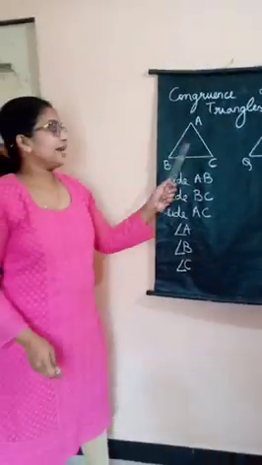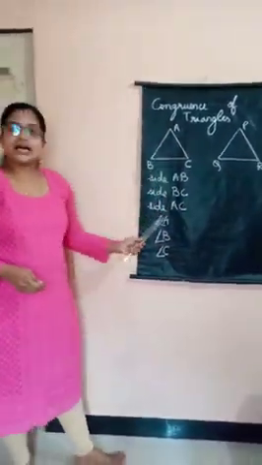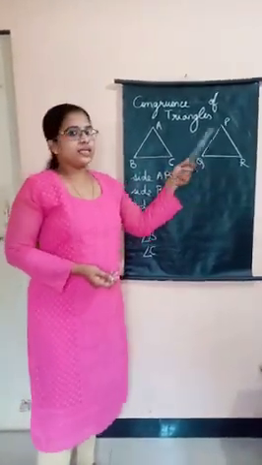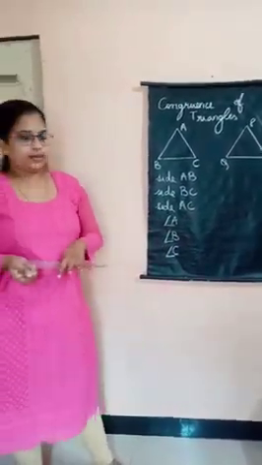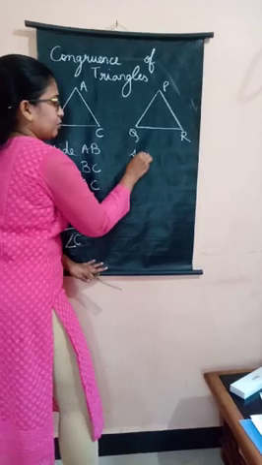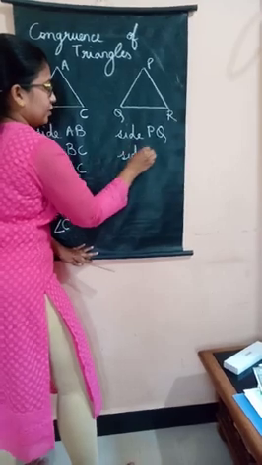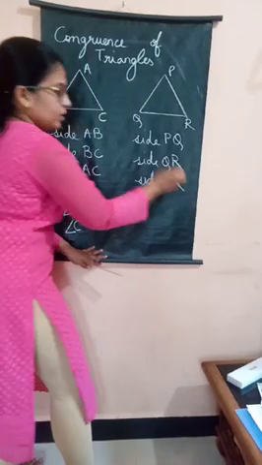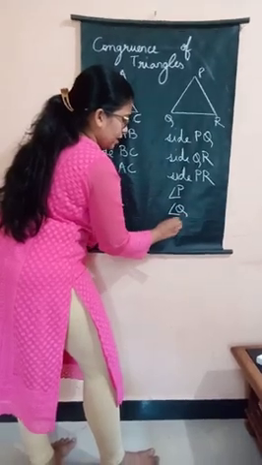If I say the triangle ABC is congruent to triangle PQR, it means all the sides and angles of the first triangle are congruent to the corresponding sides and angles of the second triangle. We will understand what the word corresponding means, but before that let me write the parts of this triangle. So the parts of this triangle would be side PQ, side QR and side PR. The 3 angles of the triangle would be angle P, angle Q and angle R.